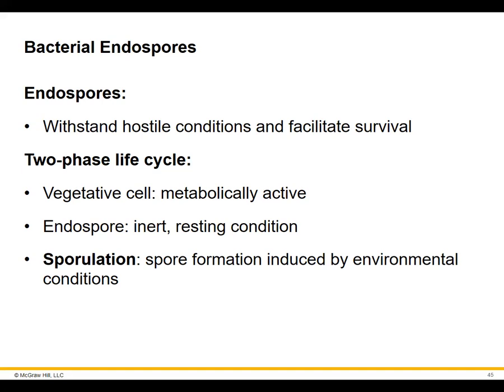Let's say you run out of those things. If you are lucky enough to be one of these bacteria that can make endospores, and you run out of those nutrients, then you'll make an endospore. All right, so you have two phases of life if you are one of these organisms. You have the vegetative version and the endospore version. Vegetative is just normal, metabolically active, doing normal things. Dividing, making new guys, moving around, everything.